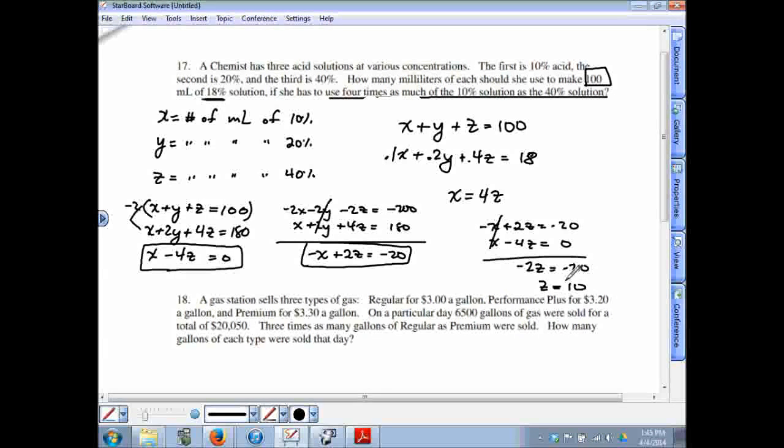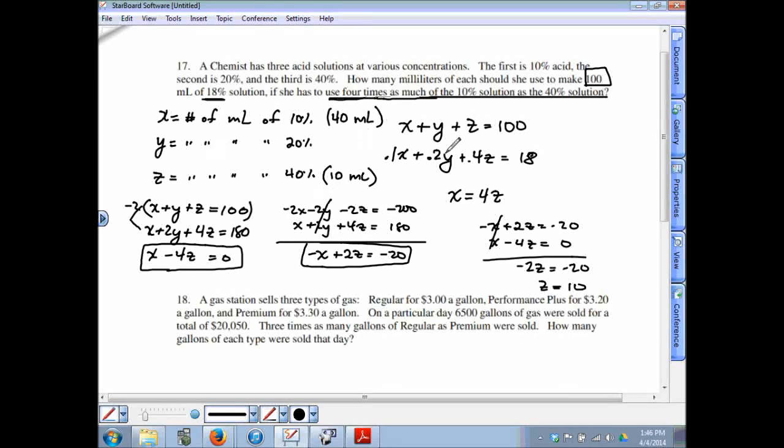Now we were clear on how we defined z. Z is the number of milliliters of the 40% solution. So that means we're using 10 milliliters of the 40% solution. It says right here they're going to use 4 times as much of the 10% solution, so that means that has to be 40 milliliters of the 10% solution.